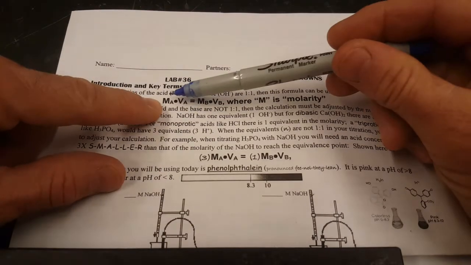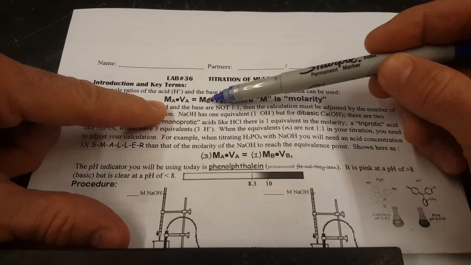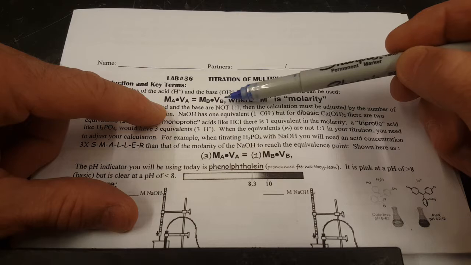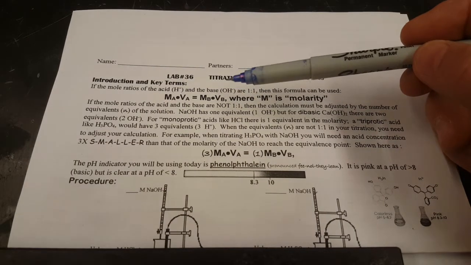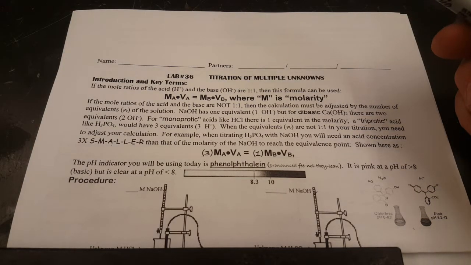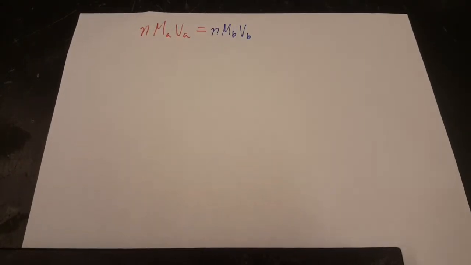So if I give you the molarity of an acid, but you don't know the molarity of the base, and you pour them together until you reach 7 pH, which is neutral, then you should be able to calculate your one unknown, which is your molarity of either your acid or your base. This is the formula that you need.